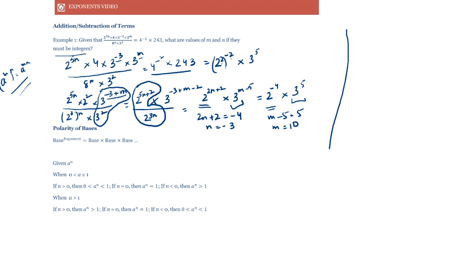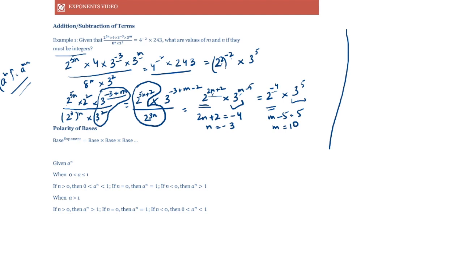Now the question is, what if we were not given that m and n need to be integers? Then can we say that 2n plus 2 should be equal to minus 4 and m minus 5 should be equal to 5? Not really. Why? Because we have one equation and two variables. I can give any value to n and I'll get a corresponding value of m, and it needn't be an integer, so it could be anything, a fraction or even an irrational number or whatever, and it doesn't matter.